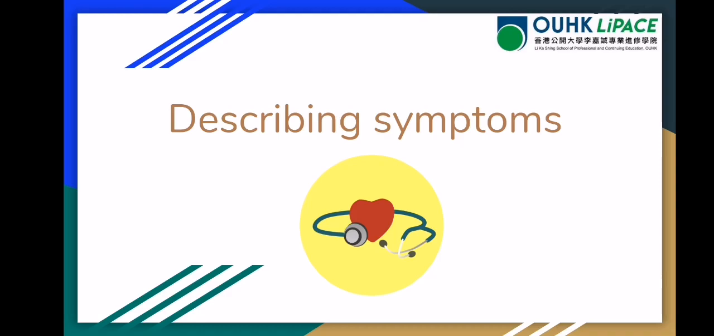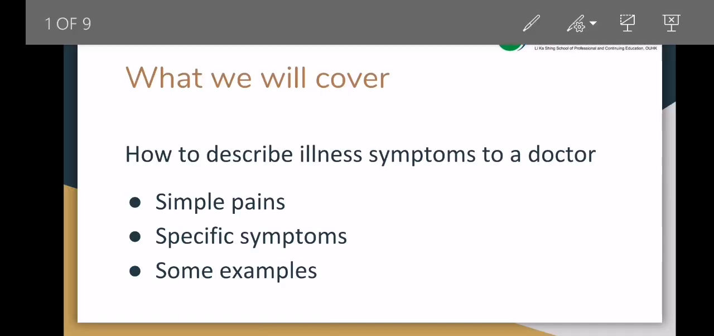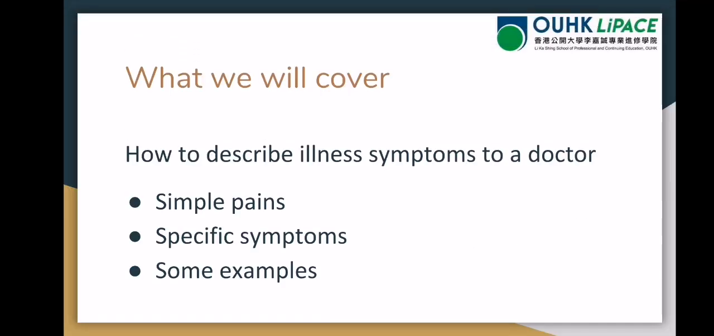Today's video is about describing symptoms of our illnesses to a doctor when abroad in English. What we're going to cover is all about how to describe any illness that we have to a doctor. This includes simple pains, specific symptoms, and I'm going to give you some examples at the end. If you remember from the last video, symptoms means a sign. So an illness symptom is a sign that you are ill or a sign that you are sick.